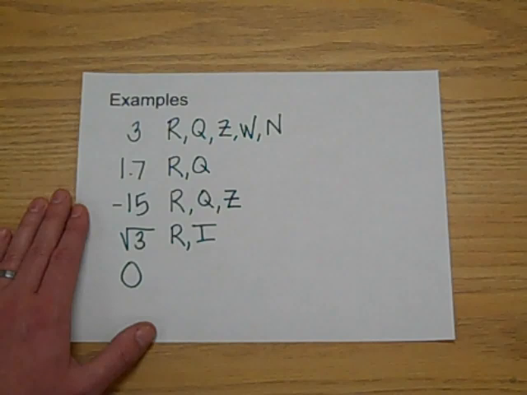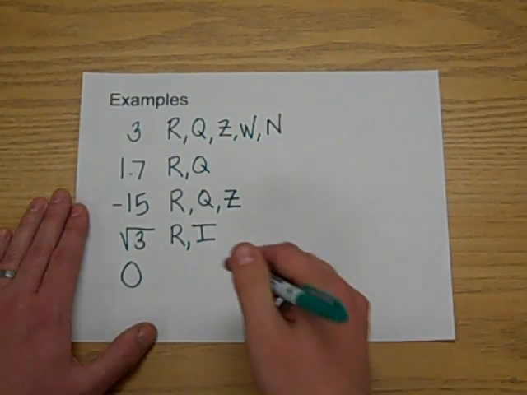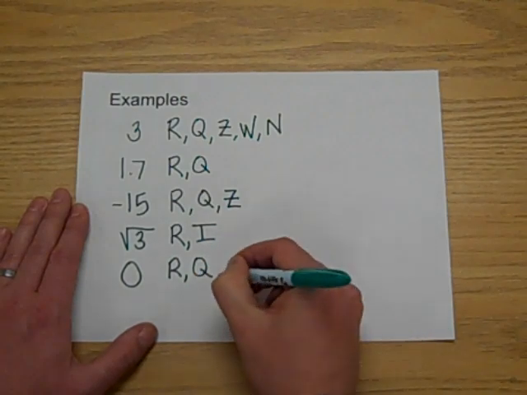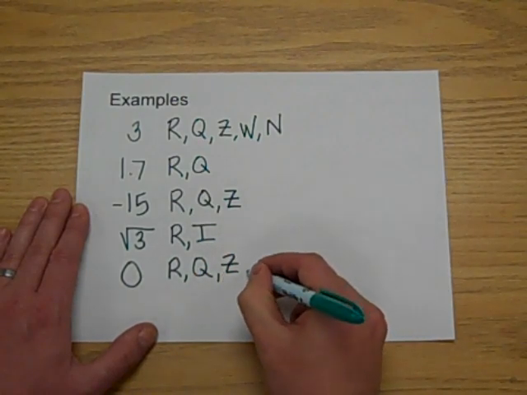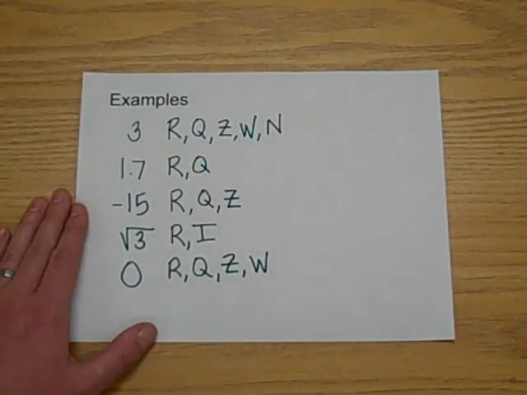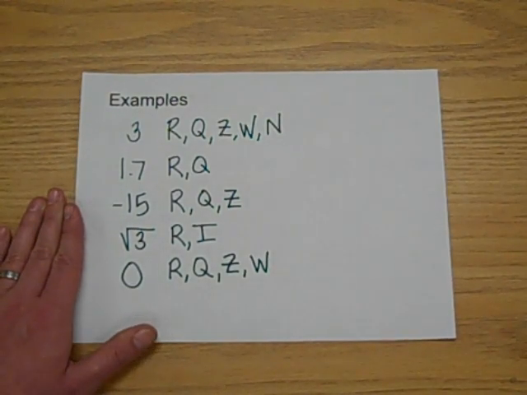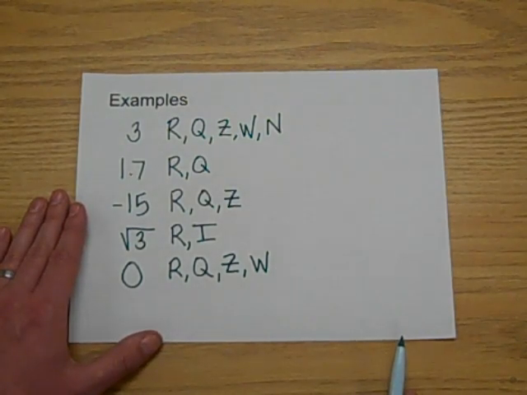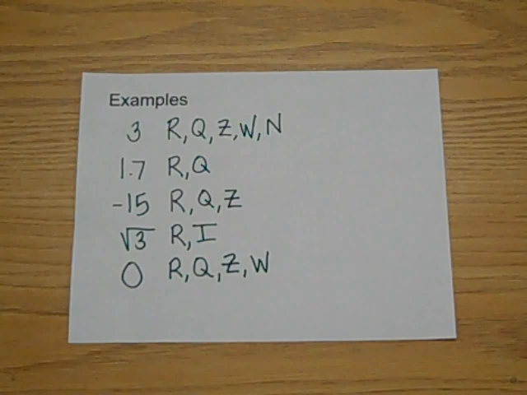And last, let's try 0. 0 is real. It's rational. It's an integer. It's a whole number, but it is not natural. So real, rational, integer, and whole. That's a tricky one because it does not include N. And that's it. That is real number sets.